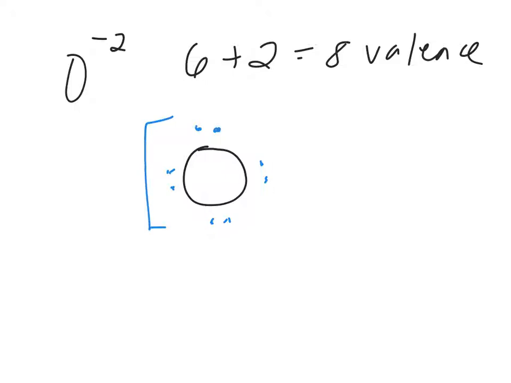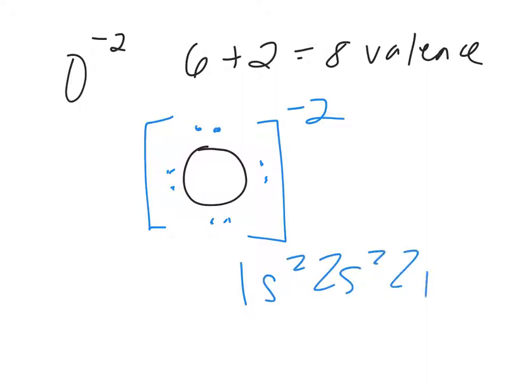And then I would put brackets around it and show the charge. So when you draw the Lewis dot structure for an ion, you need to show what the charge is. And you use brackets to do that. And then here's again our electron configuration for this particular ion. So let's do one more example. Let's do calcium ion.